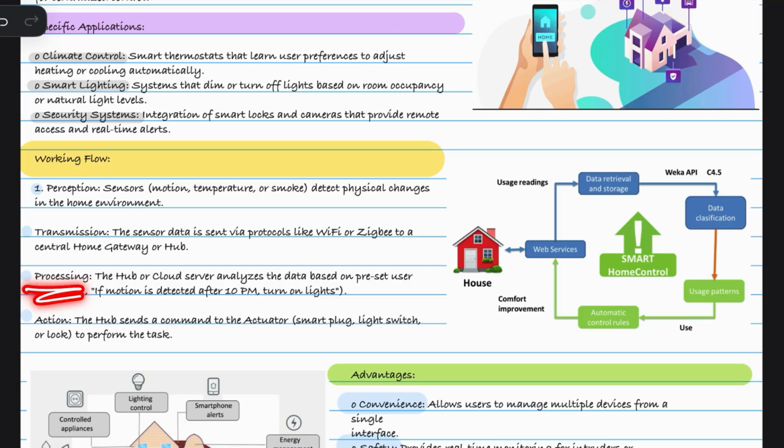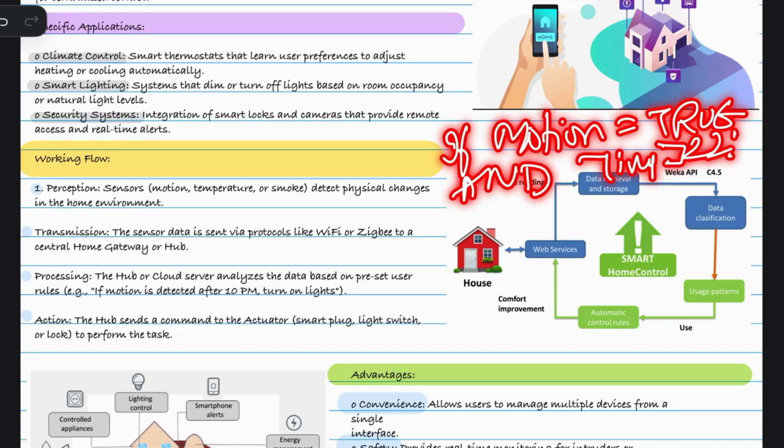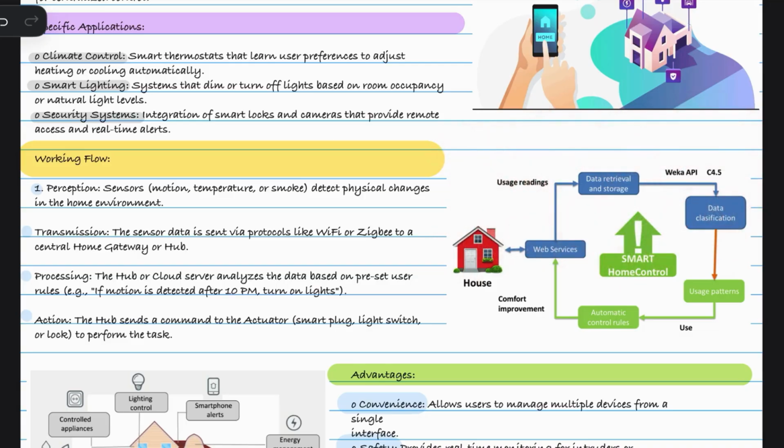And then comes the processing layer. Once the data has reached the local gateway or the cloud server, it processes this incoming data against predefined conditional logic. So there is already a logic fitted inside. For example, if there is motion, and if the time is something, for example this, then trigger the light. So this is, for example, a predefined conditional logic that is fitted inside the cloud server or local gateway. And then comes the action.